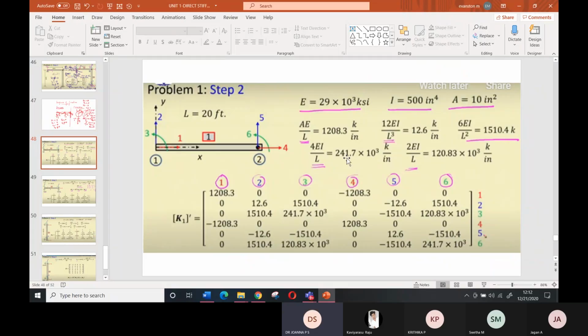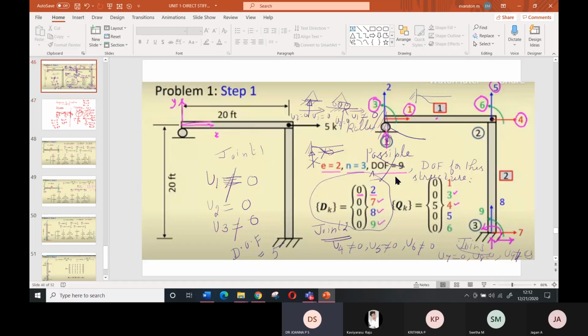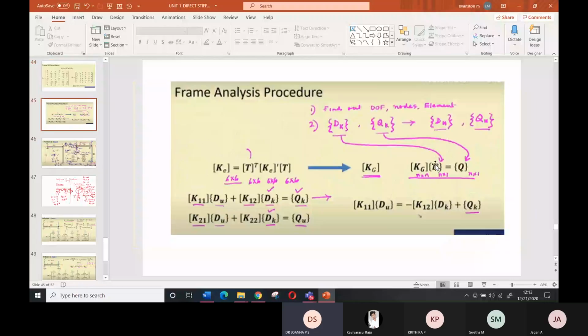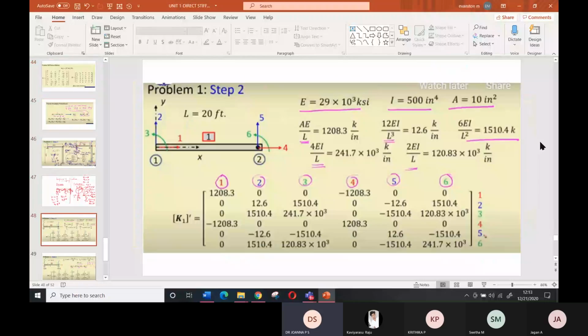What you have to calculate is EA by L, 12EI by L cube, 6EI by L square, 4EI by L, and 2EI by L. These are the quantities we have to calculate, because these are the things needed in the stiffness matrix. Those values are being calculated here. These are given in the question, and these you can calculate.